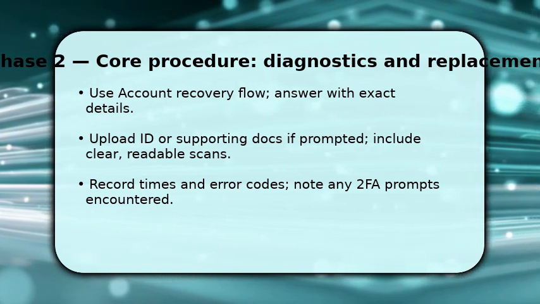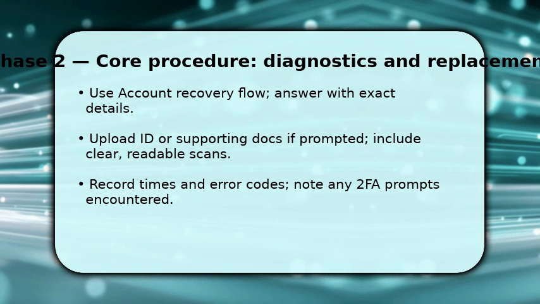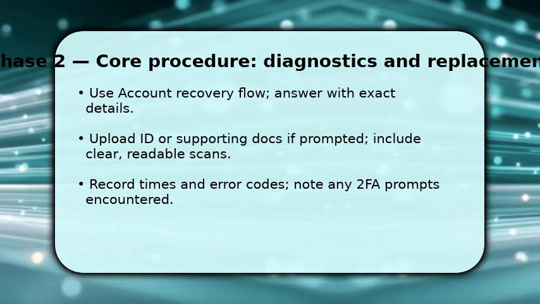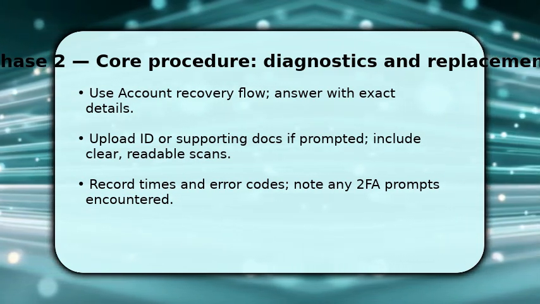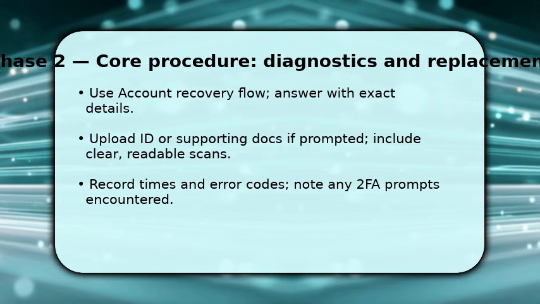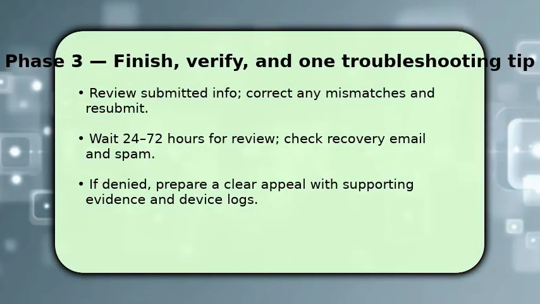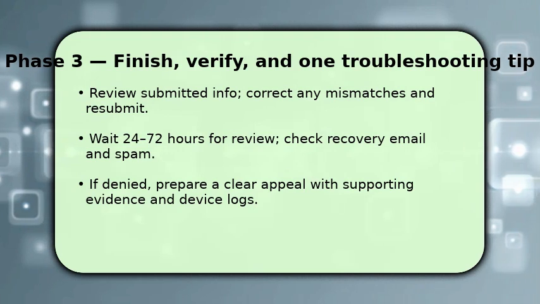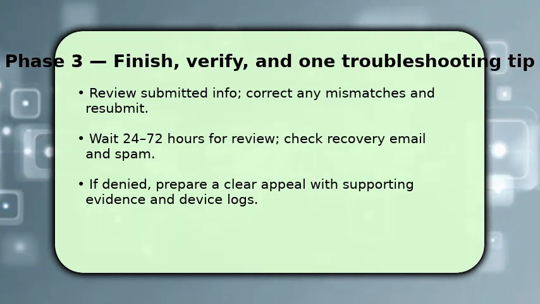Don't skip. Keep a log of times, error messages, and any codes you receive, because that chronology helps reviewers understand your case and speeds it up. Finish by reviewing everything you submitted. Correct mismatches before sending the appeal because small errors cause denials.